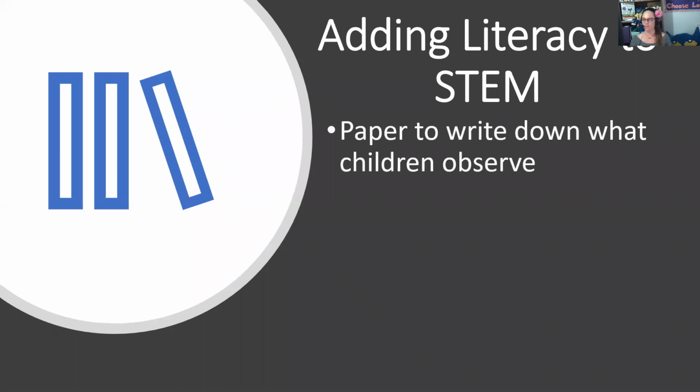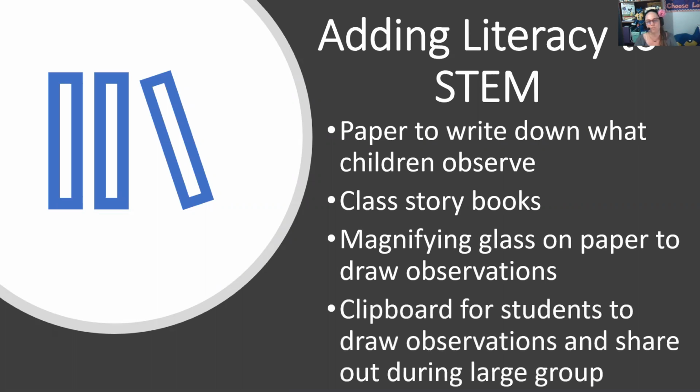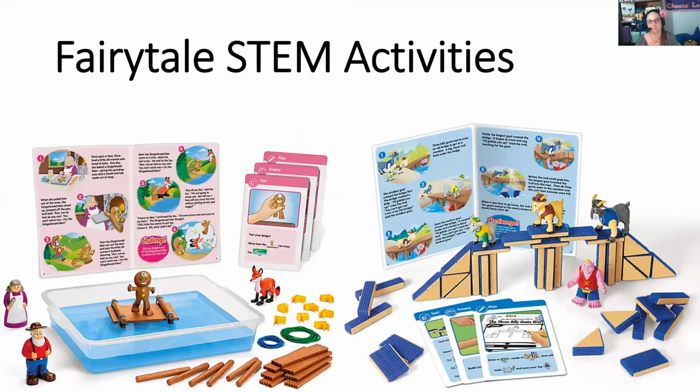Adding literacy to STEM. So you can have paper to write down what children observe in the classroom. Class storybooks can be used, and magnifying glasses on paper where they can draw their observations. So just a piece of paper with a magnifying glass drawn on it, and they can draw inside the magnifying glass. And a clipboard for students to draw observations and share out during large group.